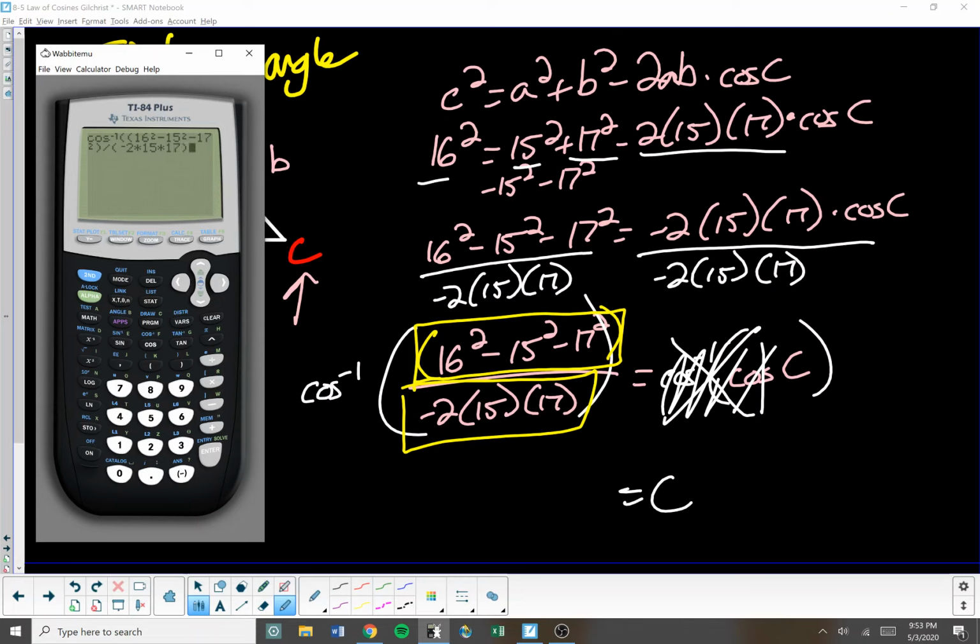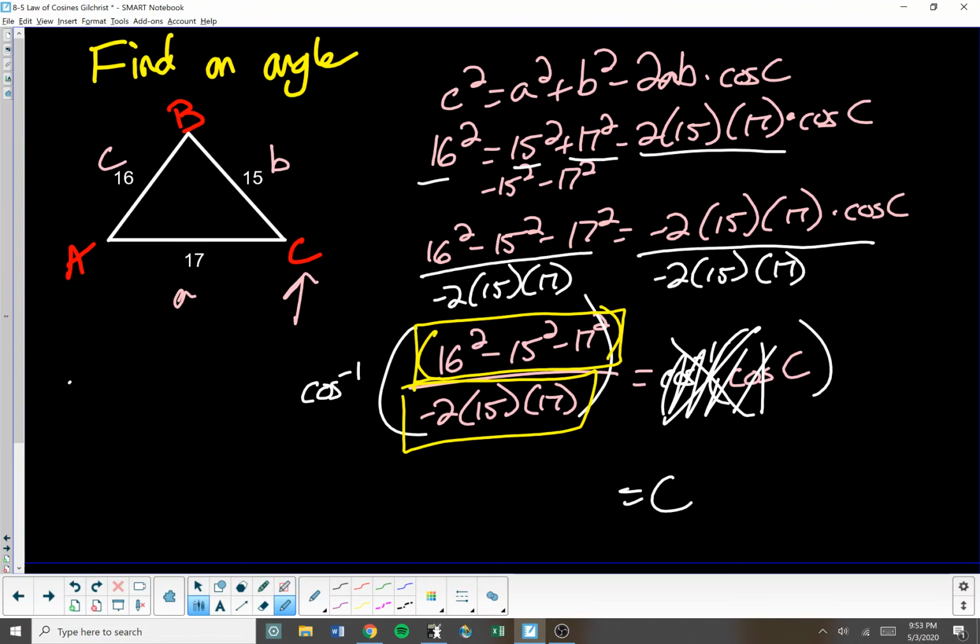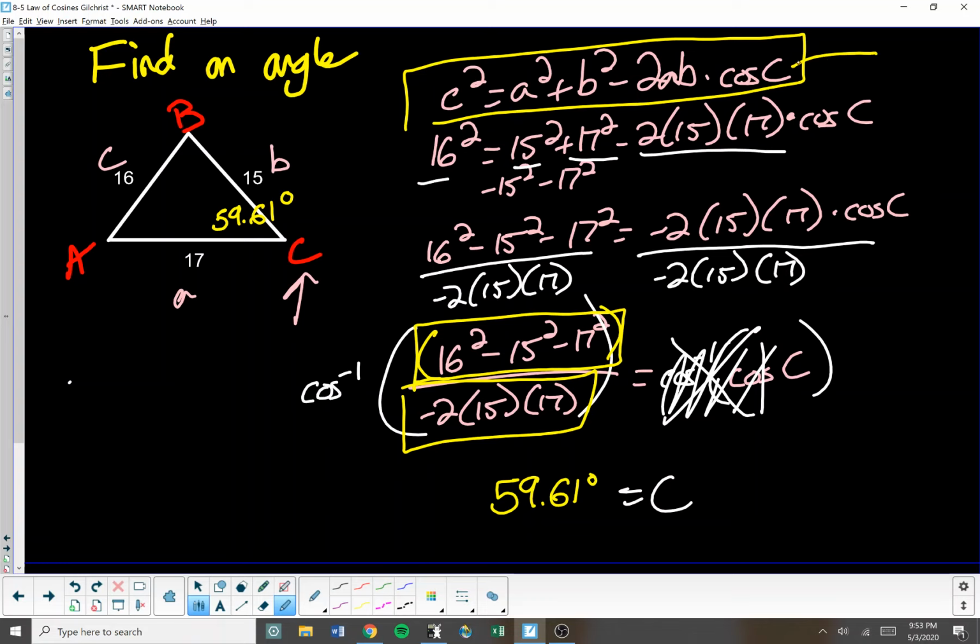It's all there. Cosine inverse of 16 squared minus 15 squared minus 17 squared divided by -2 times 15 times 17. Let's close off that last parenthesis for good measure. Press enter. Angle C is 59.61 degrees. We found angle C. We used the law of cosines and solved for an angle by plugging in all the sides, c squared, a squared, b squared, a and b. This is in a side-side-side triangle.